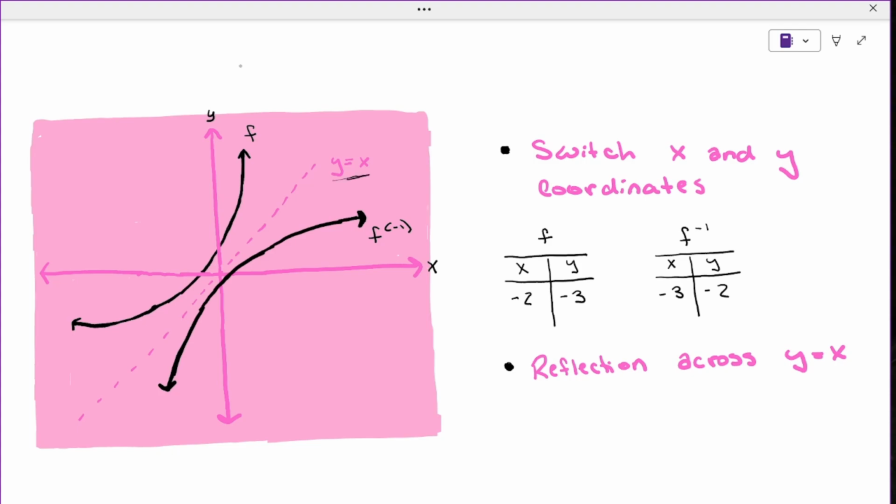x right here. If you can hear my cat in the background, I apologize. She's been meowing all morning.